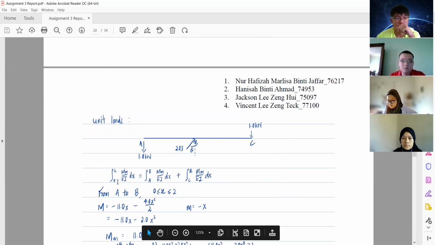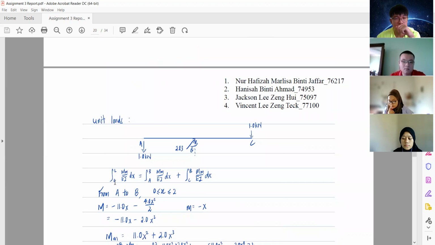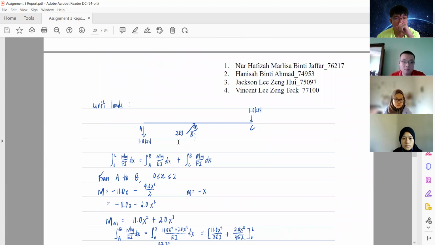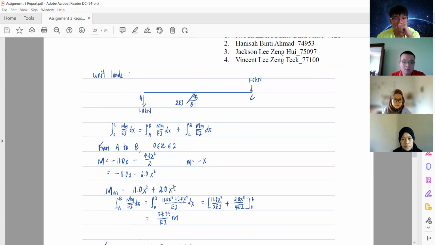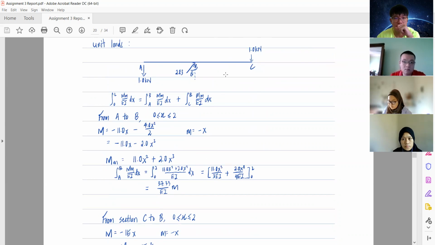So by using the equation, the integration from 0 to L, we consider two sections, which is from A to B, and then from C to B from the right-hand side. From section A to B, x is in between 0 to 2. So the real moment is negative 11x minus 2.0 x squared, and then the virtual moment is negative x. So the multiplication of these two moments is 11x squared plus 2.0 x cubed.